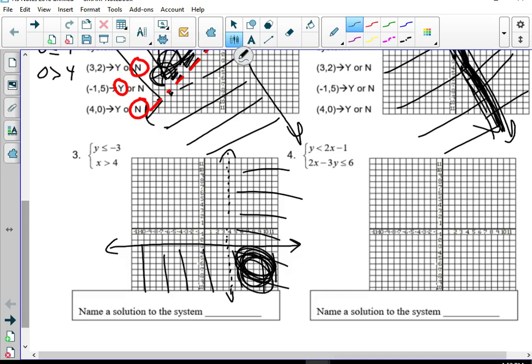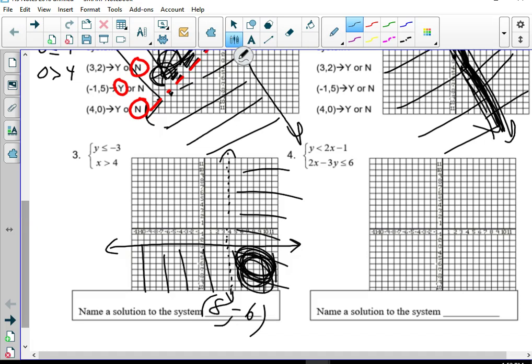Now it says name a solution to the system. Any point down there. So like, 10, negative 6. Pardon me? Negative 8, negative 6? Negative 8, negative 6 would be down here. But positive 8, negative 6 would work. That would work. 10, negative 10. Whatever. Something down there.